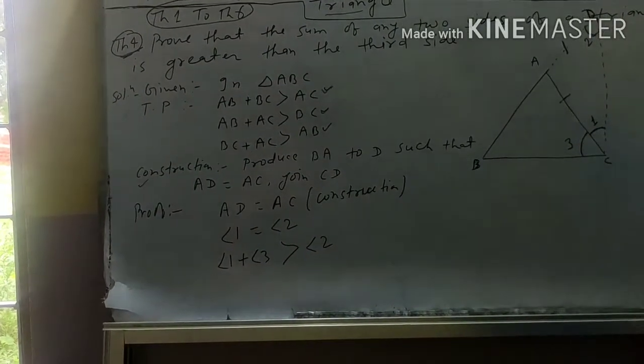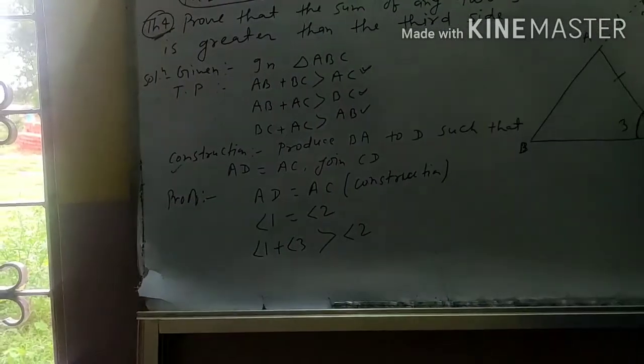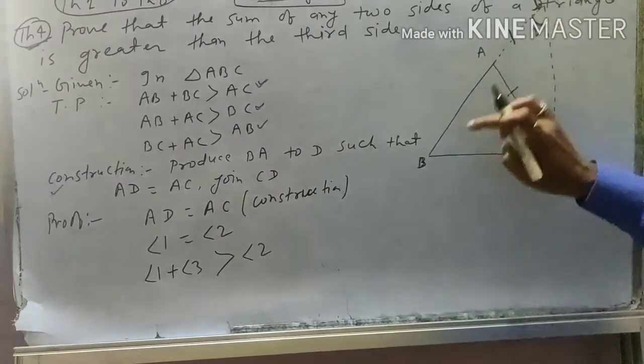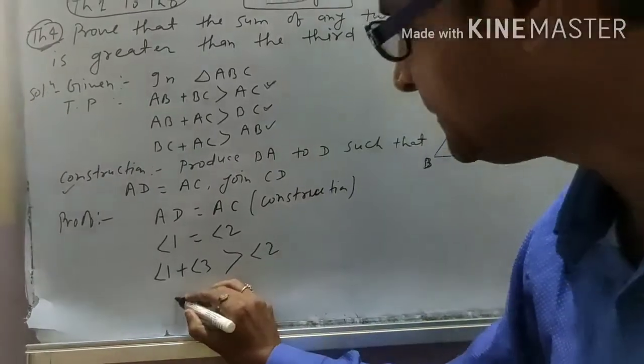Angle 1 plus angle 3, that means this is the complete angle. The side opposite to this complete angle is BD. We can write here BD.